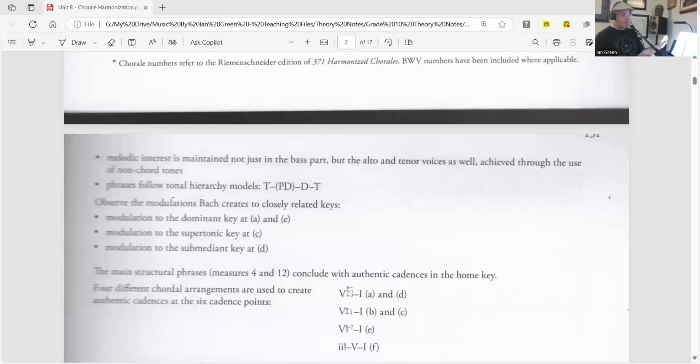Sometimes he'll modulate just once. Sometimes he'll modulate at each phrase ending. It just depends on the tune, on the melody that he's harmonizing.